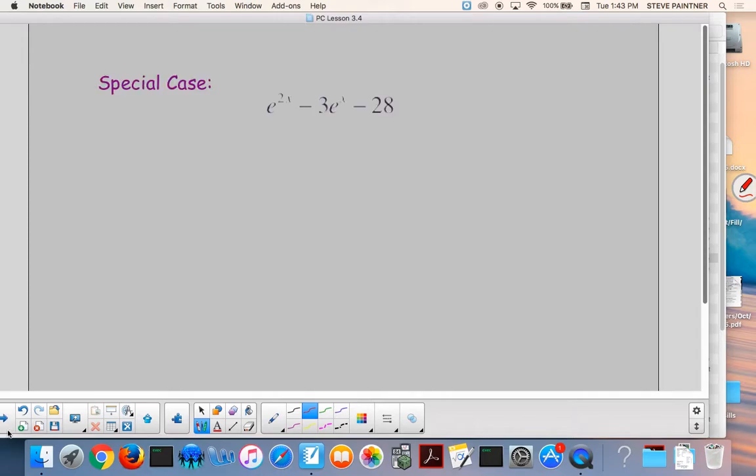Okay, here's the last slide. It's a special case problem. Why is it a special case? Oh, first of all, it doesn't say equal, so let's make it an equation. When will that equal 0? Okay, special case, why?